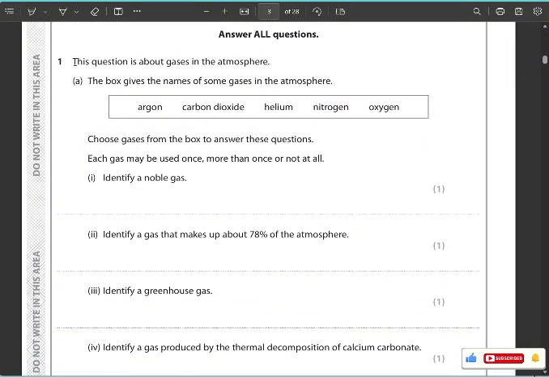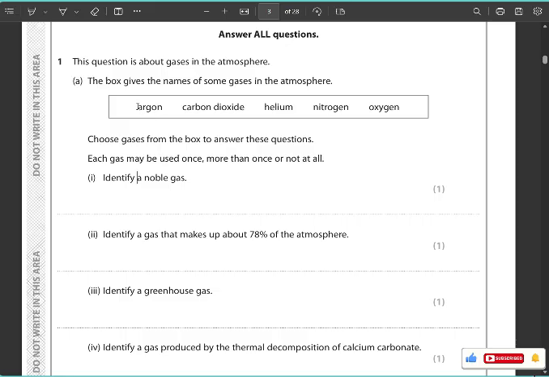Okay, the first question is about gases in the atmosphere. The box gives the names of some gases in the atmosphere: argon, carbon dioxide, helium, nitrogen, oxygen. Choose gases from the box to answer these questions. Each gas may be used once, more than once, or not at all. Identify a noble gas.